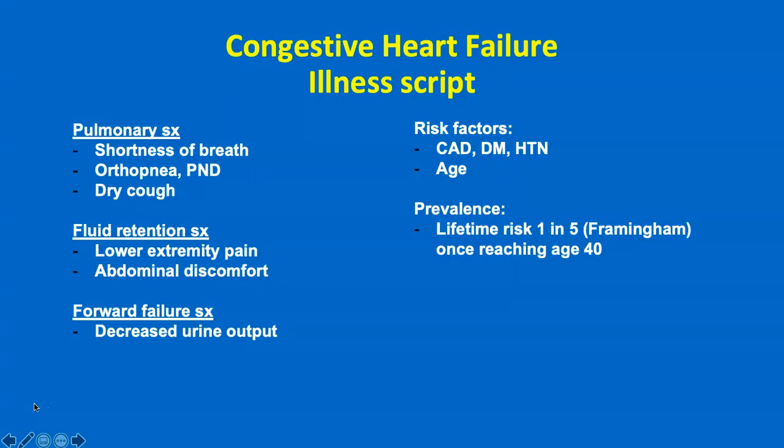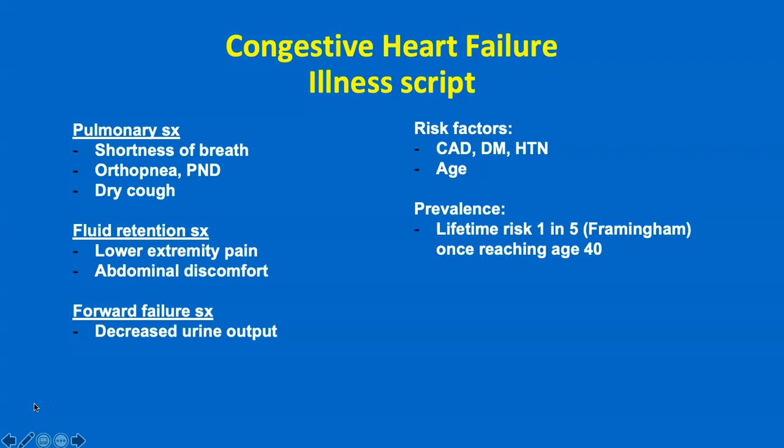Great, so we'll start with disease of the myocardium. Here it's congestive heart failure. You can think about the illness script as falling into 3 categories of pulmonary symptoms, symptoms of fluid retention, and symptoms of forward failure, meaning decreased cardiac output. The pulmonary symptoms that you'll see in these patients, they'll have shortness of breath, they'll have orthopnea, they'll have PND, and they'll have a dry cough. For their fluid retention symptoms, they may complain of lower extremity discomfort, they might complain of abdominal fullness or abdominal pain, and if you ask about it, you might find out that they have decreased urine output due to decreased blood flow to the kidneys.